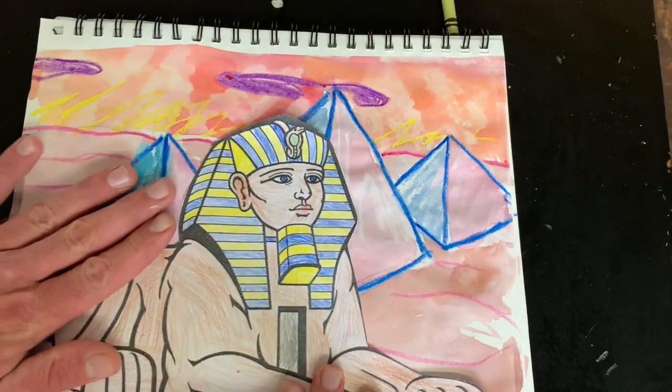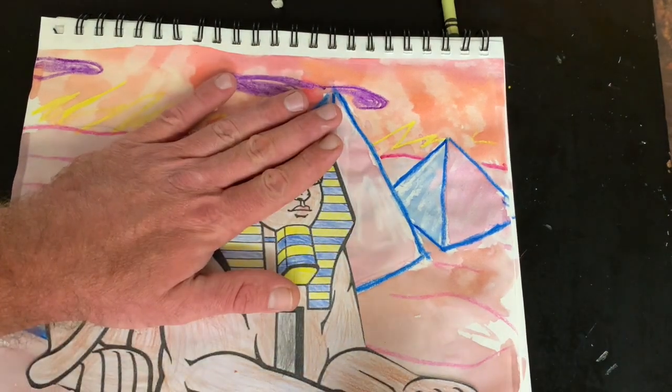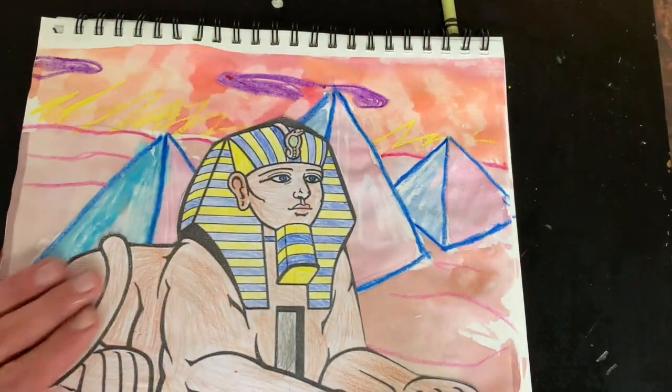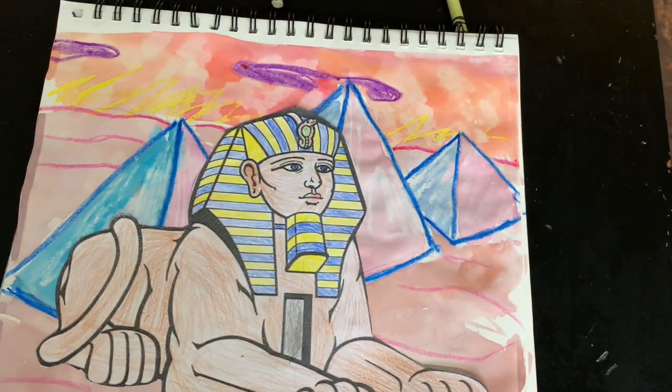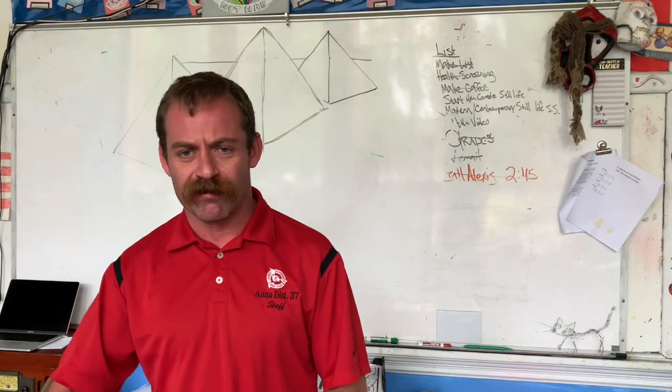And then I'll let that dry, and I'm going to cut that bottom leg off, cut this off where it runs off, so I have a nice clean edge, and I will show you the finished project in just a minute. All right, so there you have it, third grade.